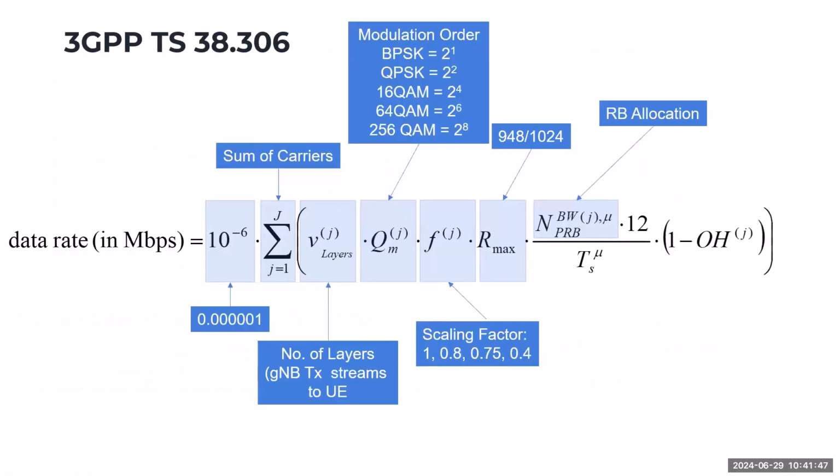Okay. And the number of subcarriers, this is fixed. We always have 12 subcarriers in the standard of 3GPP.